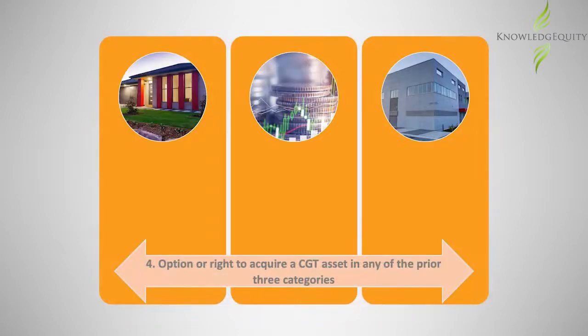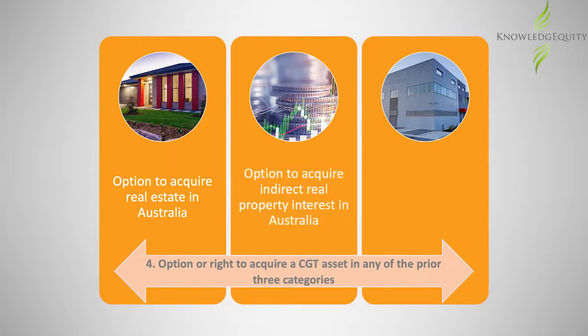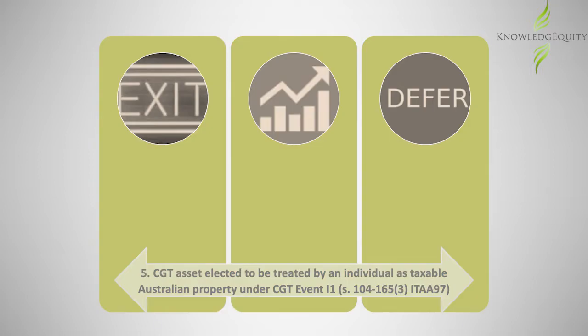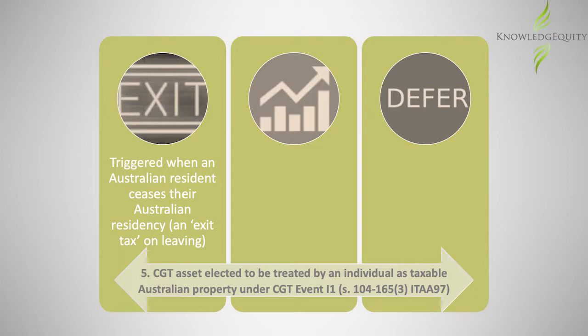The fourth type of taxable Australian property is where the taxpayer has an option to acquire any of the prior 3 categories. So, an option to acquire real estate in Australia, an option to acquire an indirect real property interest in Australia, or an option to acquire a CGT asset used in an Australian branch of a foreign company. Taxable Australian property also exists where an individual taxpayer has elected to treat a CGT asset as taxable Australian property under CGT Event R1. CGT Event R1 applies where an individual who was formerly an Australian resident for tax purposes ceases to be an Australian resident.